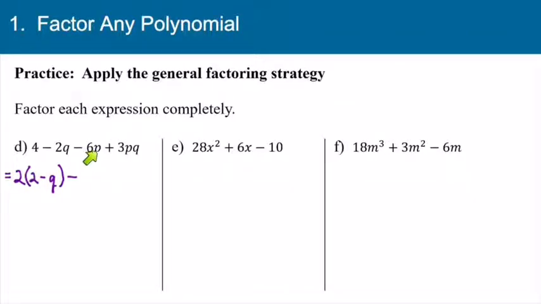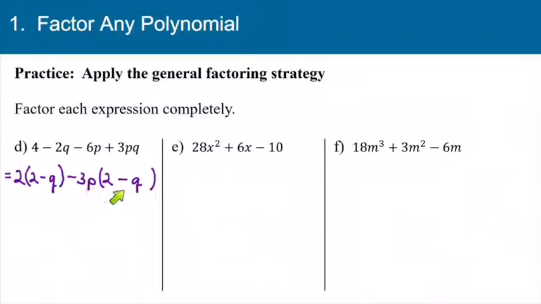And then let's look at 6p and 3pq and decide what our GCF is. 3 goes into both terms, and they also both have a p, so our GCF is going to be 3p. And then we'll have our empty parentheses. Negative 3p times 2 would make negative 6p. Negative 3p times negative q would make positive 3pq. Remember, when the second group starts with a minus, that forces us to have to change this sign.